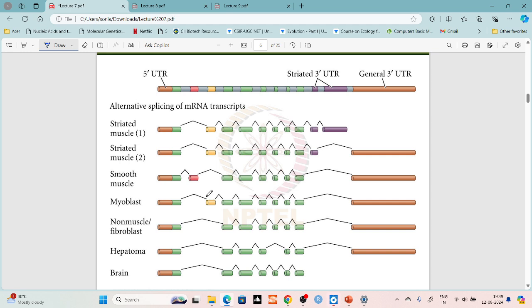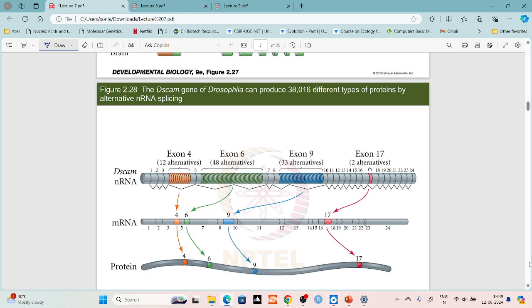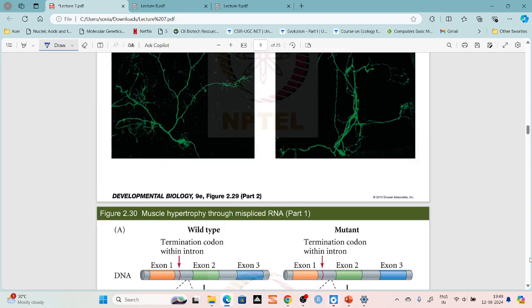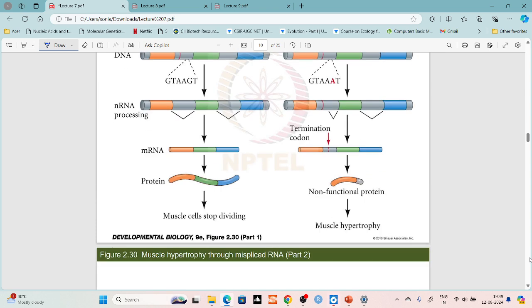Then for myoblast, this one is responsible. For smooth muscle, this red one is responsible. So like this, you can see that the differential selection of which axon is taken decides what kind of muscle would be formed. This is just an example. This is again another example of alternative splicing. Okay, this is again an example.